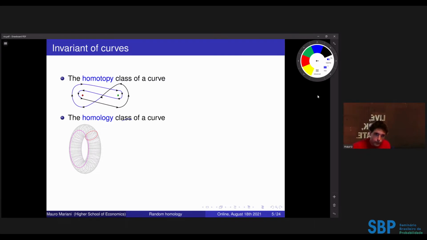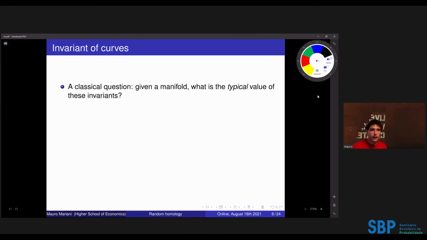For instance, I took the picture from Wikipedia, it's a torus, I hope it's visible, with some curves on it. And these two curves cannot be deformed one into the other continuously, staying on the torus, because they have different homological classes. And this is an interesting question that I don't know how to approach at all: like for homotopy and homology, there are also higher dimensional homotopy or homology classes, for higher dimensional objects, not curves, but surfaces and so on.